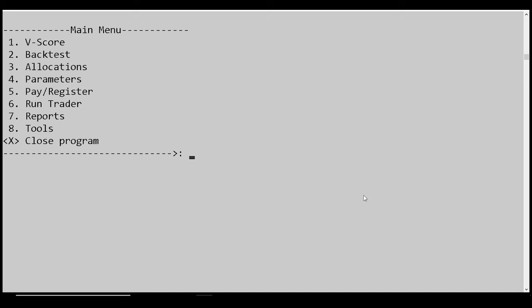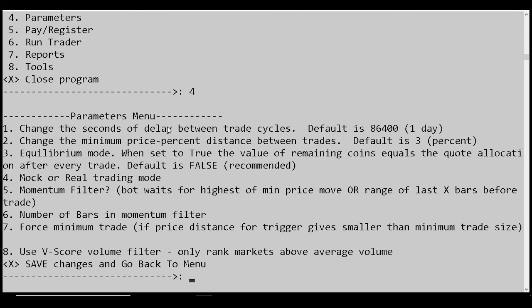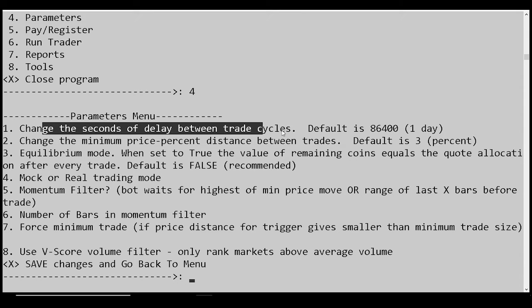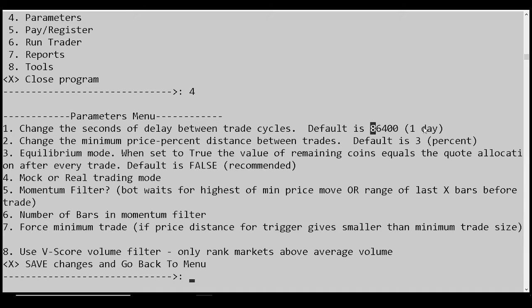Let's take a look at the parameters that the system offers. The trading parameters. We can change the seconds of delay between the trade cycles. By default, it's set to 1 day, which means the most number of trades you could get on any market would be 1. So I'm going to change that. I think I've already changed it, but I'll show you.